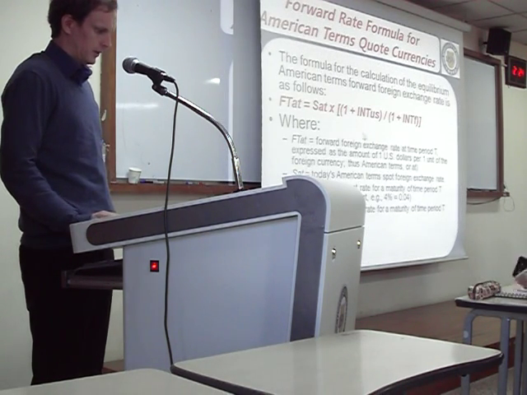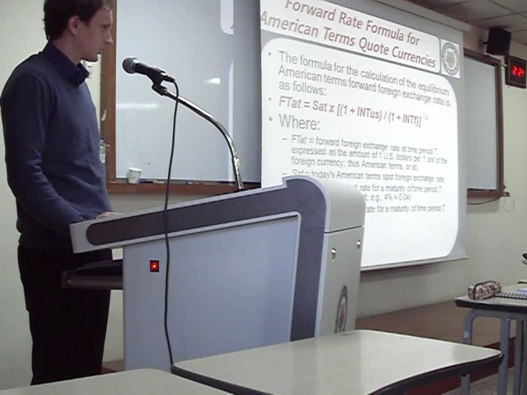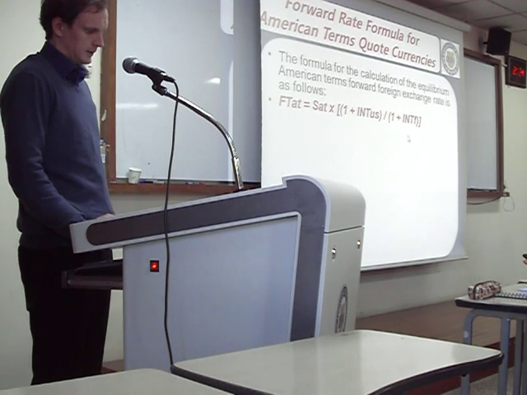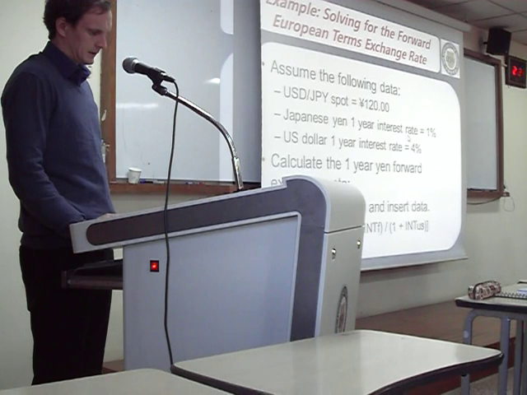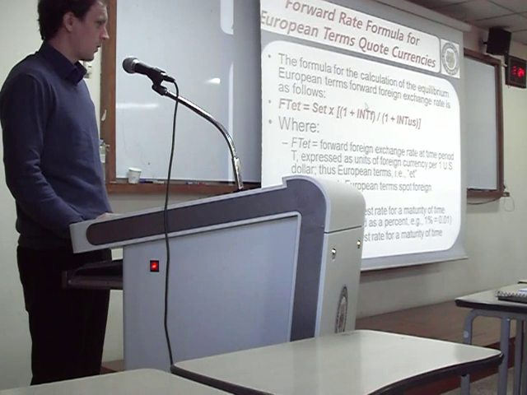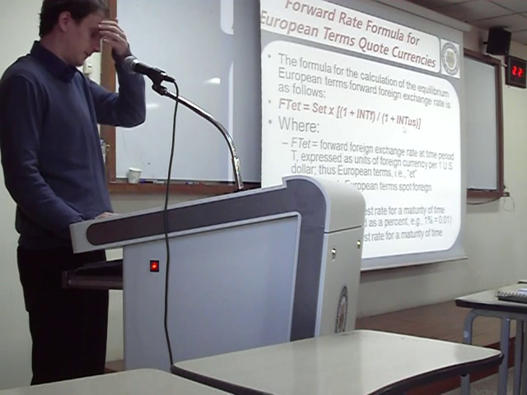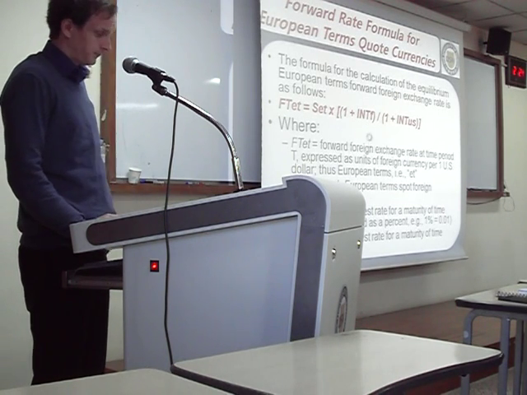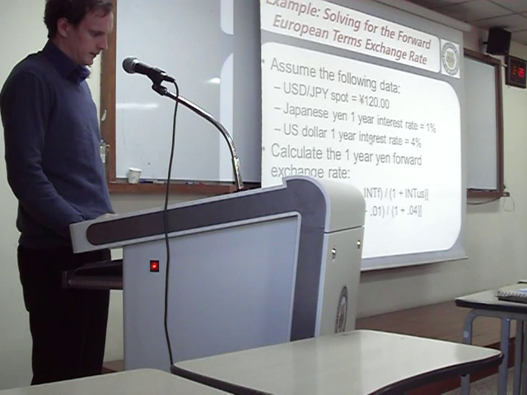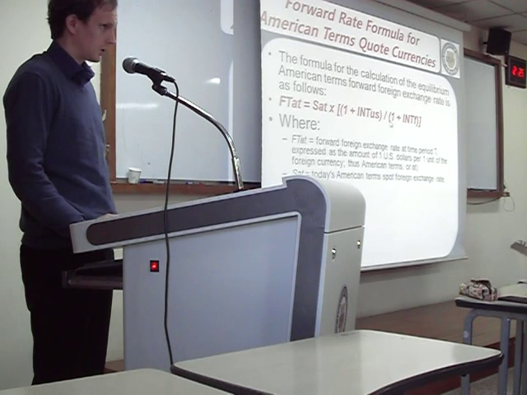So this is the formula for calculating American terms. The forward rate in American terms equals the spot rate in American terms multiplied by 1 plus the interest rate in the US over 1 plus the interest rate in the foreign currency. So what is the key difference here? The interest rates are changed around, right? In European terms, the interest rate in the foreign currency is on the top line. Then in American terms, the US interest rate is on the top line, and the foreign currency is on the bottom line.